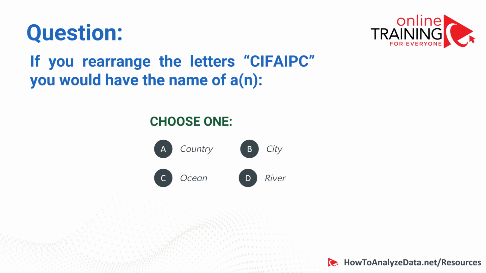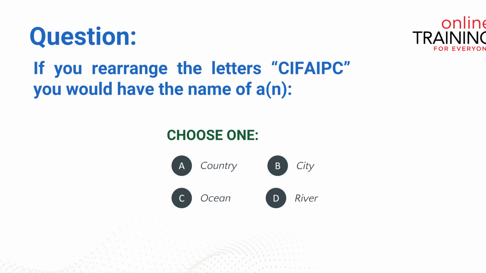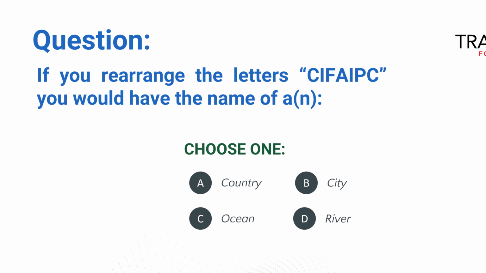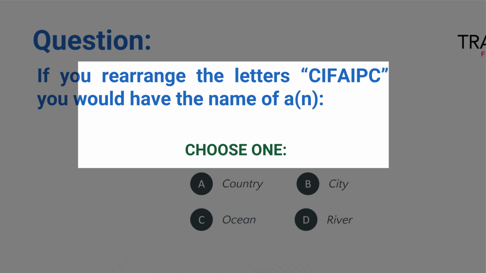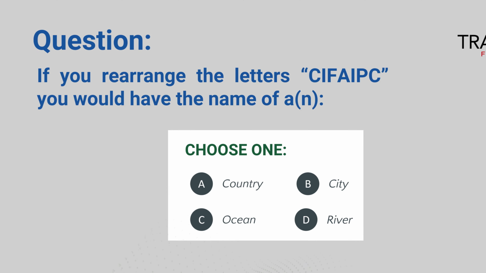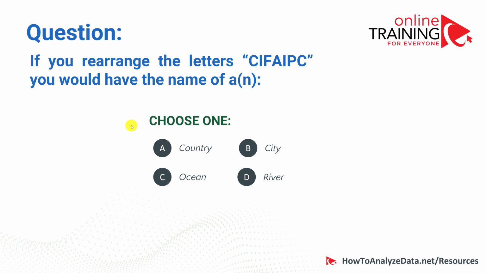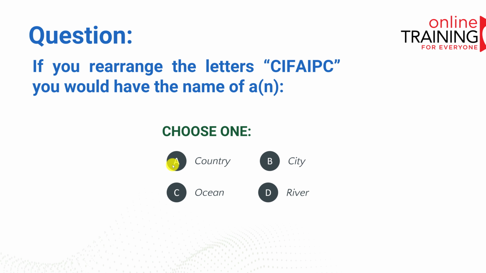Now let's look at a question which is frequently used as part of verbal reasoning, aptitude, and psychometric tests. If you rearrange the letters CIF, AIP, C, you would have the name of, and there are four choices: country, city, ocean, and river. So the tricky part of this question is that these are not the final answers.